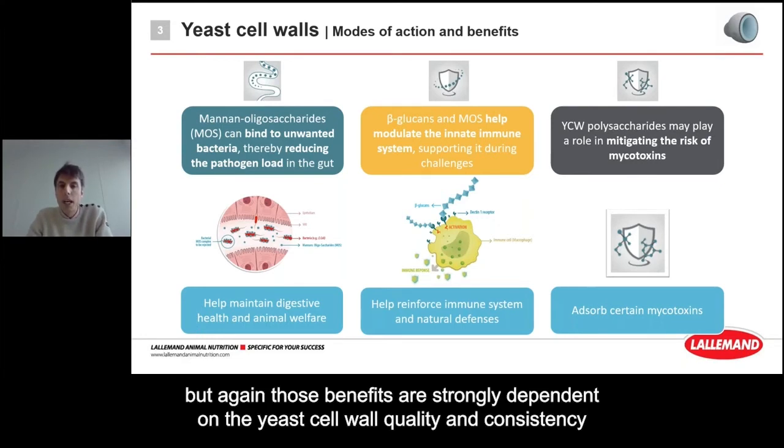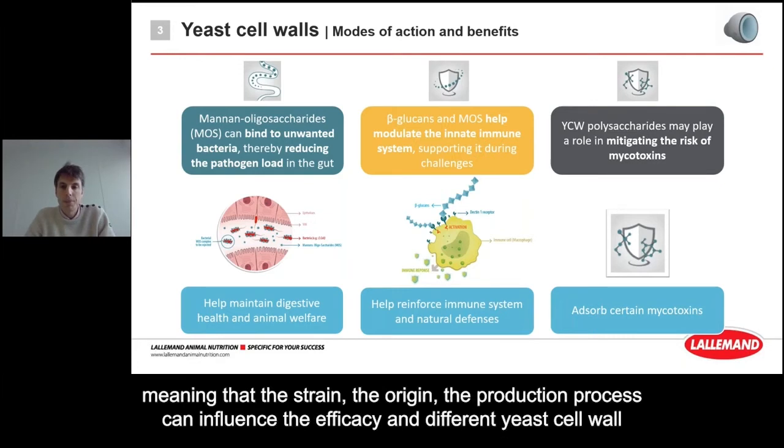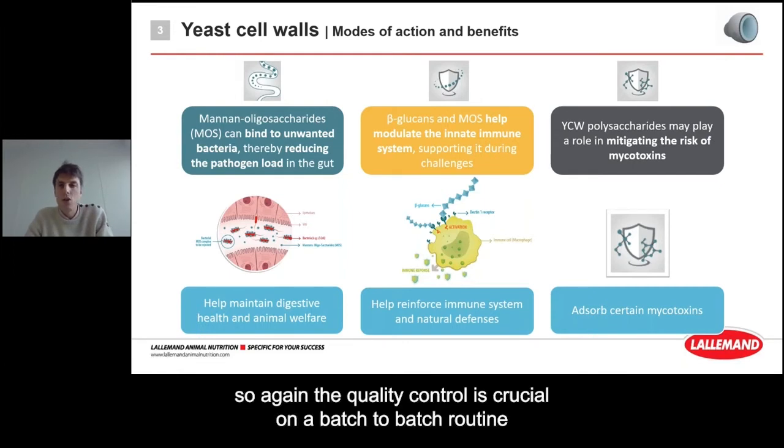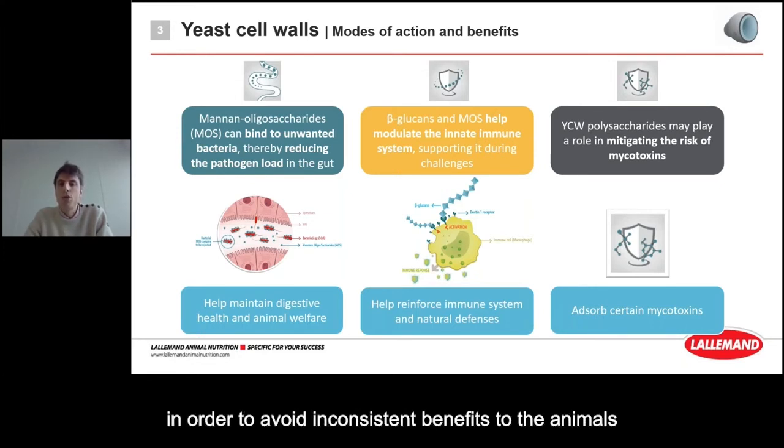But again, those benefits are strongly dependent on the yeast cell wall quality and consistency, meaning that the strain, the origin, and the production process can influence the efficacy, and different yeast cell walls bring variable results. So again, quality control is crucial on a batch-to-batch routine in order to avoid inconsistent benefits to the animals.